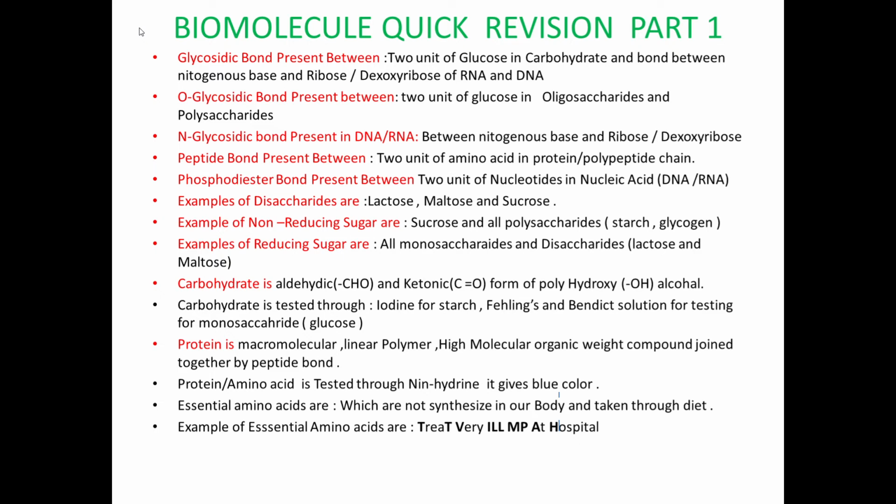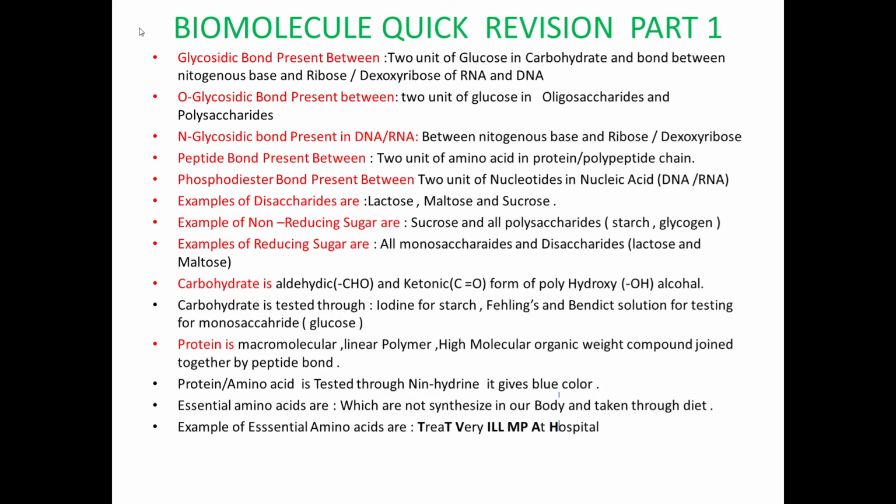Next, what is protein? Protein is a macromolecular, linear polymer, a high molecular weight organic compound joined together by peptide bonds. Mainly the peptide bond makes a polypeptide. Protein and amino acid are tested through which test? That is the ninhydrin test. It gives blue color.